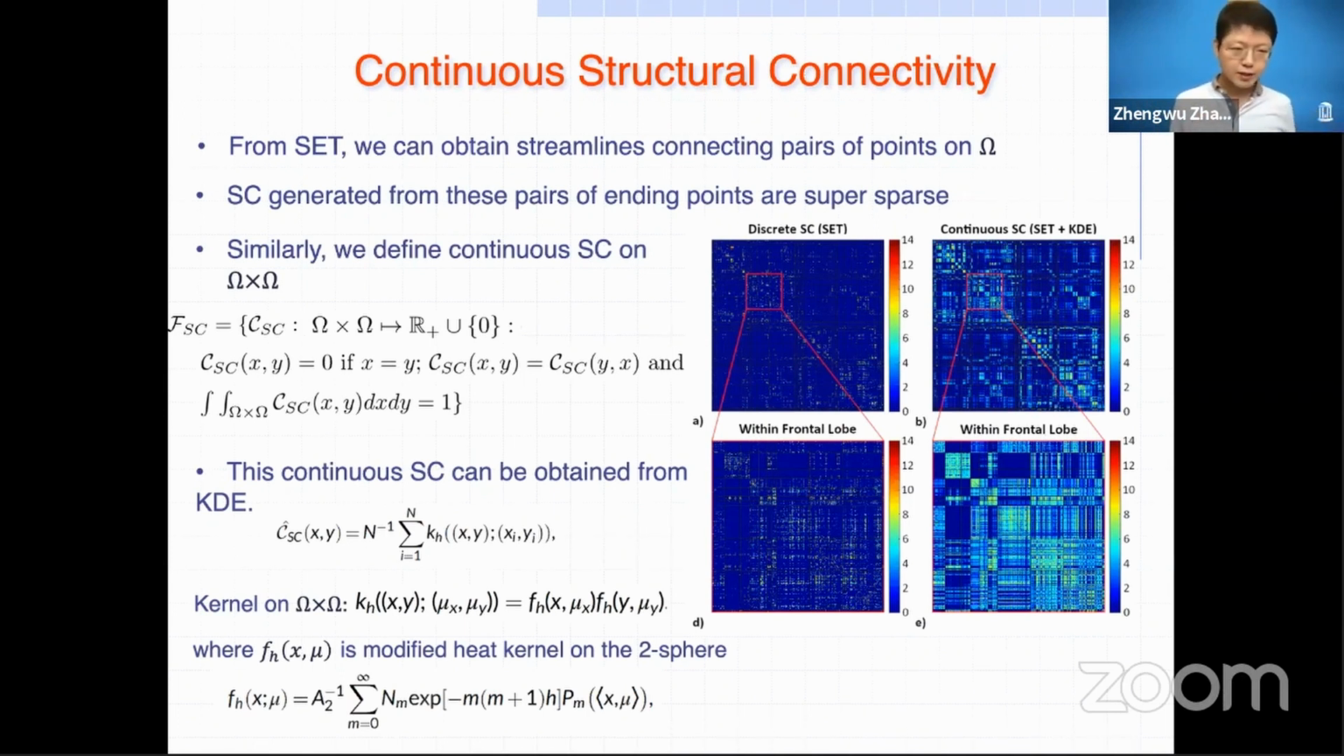I don't think I have much time left, so I will go faster. In order to get this continuous connectivity, you have to do some kind of smoothing technique. Here we use kernel density estimation, but there's no kernel defined on this complex domain, omega cross omega. So we have to build our own kernels, and the kernels are defined from a heat kernel on a two-sphere with some slight modification.